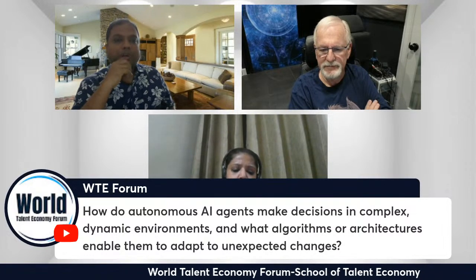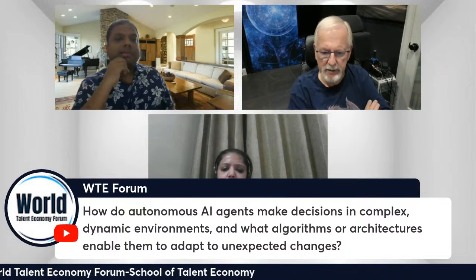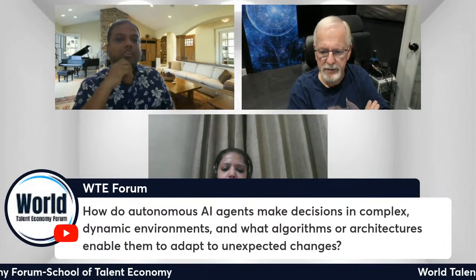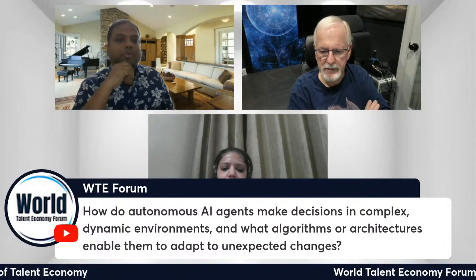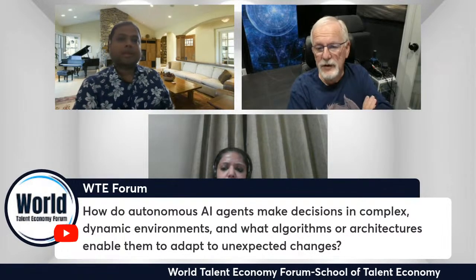Mr. Rob, I want to ask you this question. How do autonomous AI agents make decisions in complex dynamic environments, and what algorithms or architectures enable them to adapt to unexpected changes? Well, if they're learning-based agents, they're naturally designed to adapt to the changing environment around them.